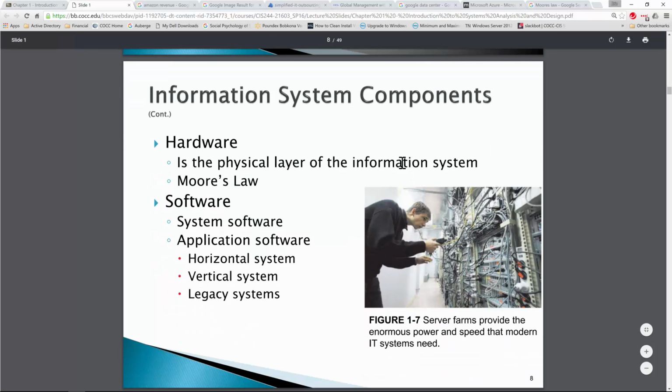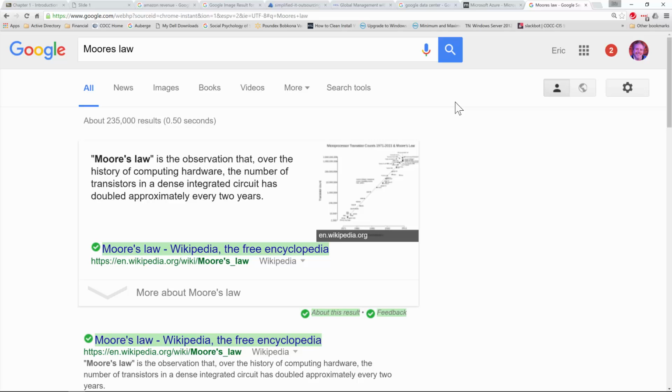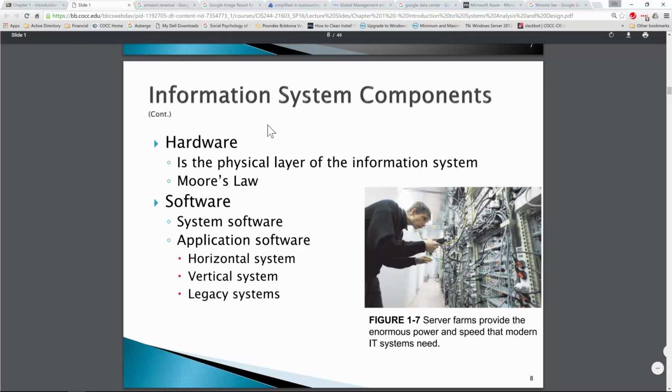So hardware, the physical layer, we talk about Moore's law. So let's just jump over here. You can Google search these if you want. Moore's law is the observation that over the history of computing hardware, the number of transistors in a dense integrated circuit has doubled approximately every 2 years. Well, what does this mean? Just simply look at the first computer you may have operated on and then reach into your pocket and look at your smartphone. If we look at just the transformation of the Samsung Galaxy 1 to the Samsung Galaxy 7, look at how much smaller the transistors, how many processors, how much memory we're now putting into a phone.